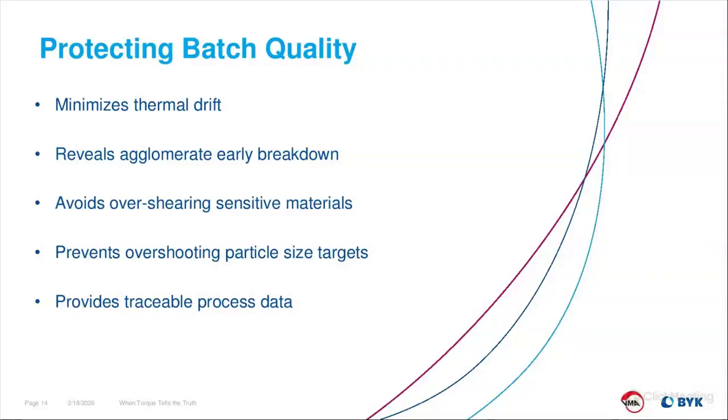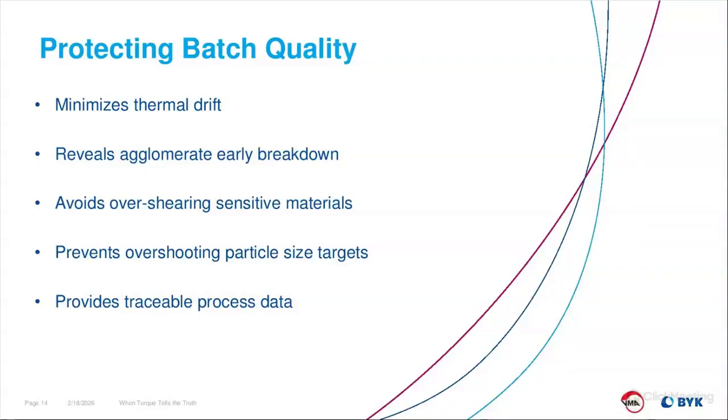Batch quality, minimizing thermal drifts. We talked about that just a second ago. We can reveal agglomerate breakdown, right? Either early or extended, based on how the torque measurement flows up and down based on where it is in the cycle. We avoid the sensitive materials, and we prevent over particle size targets.